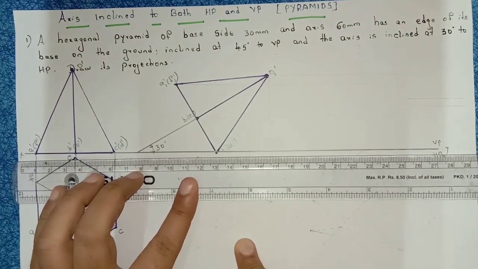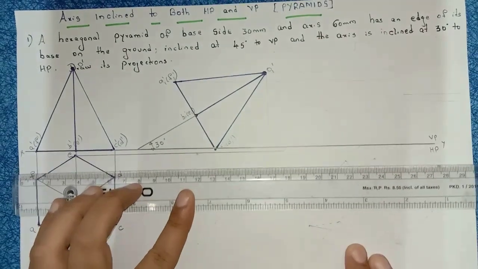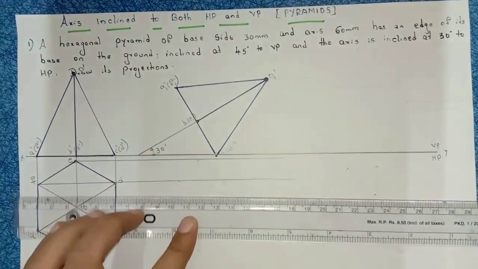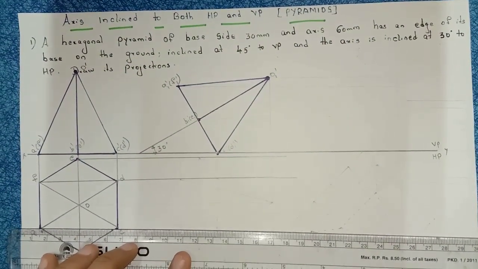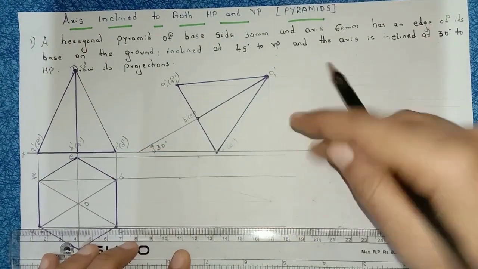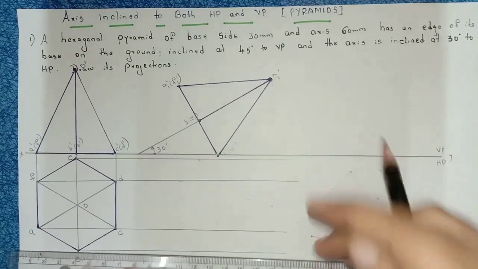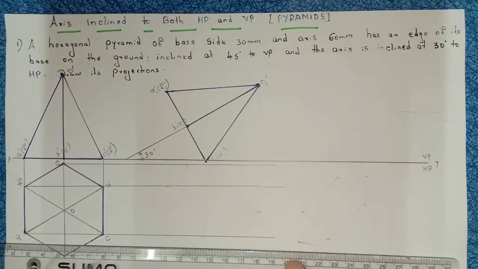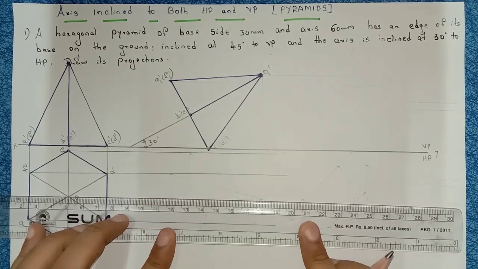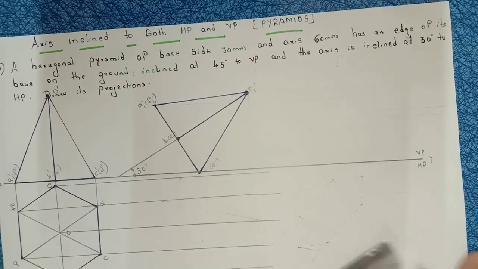In order to construct 4 here, from every corner of the hexagon I have to draw the projectional lines of any length: from E, F and D, A and C, from B. Draw the projectional lines of any length. See, for pyramids from the midpoint O also you should draw the projectional lines. This is very important. From O also you should draw the projectional lines.